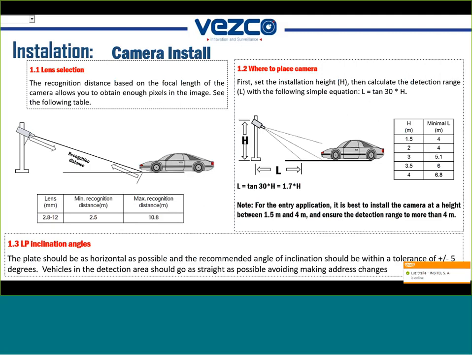1.2, where to place the camera. First, set the installation height, then calculate the detection range, which is called L, with the following simple equation. So the length of my reading is equal to the tangent of 30 times my height.